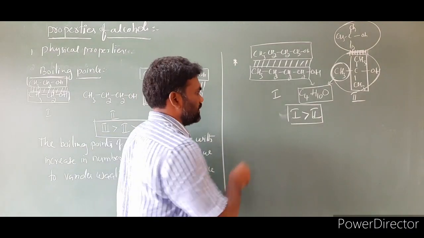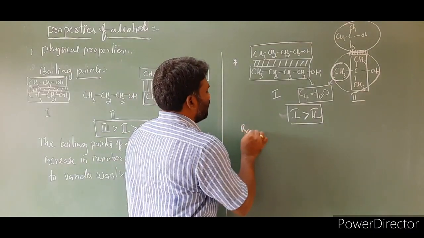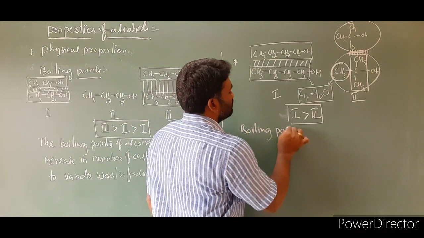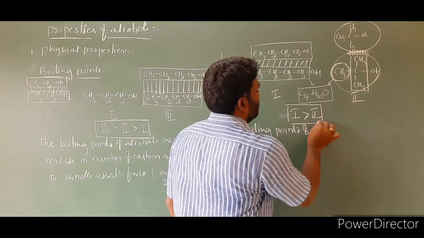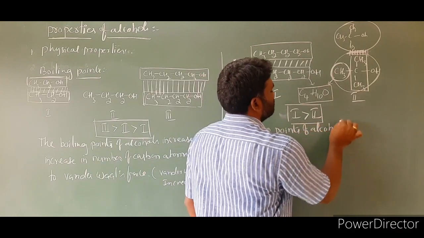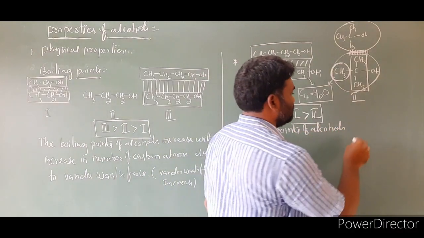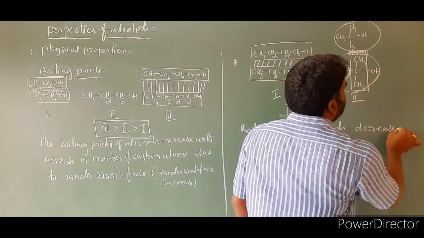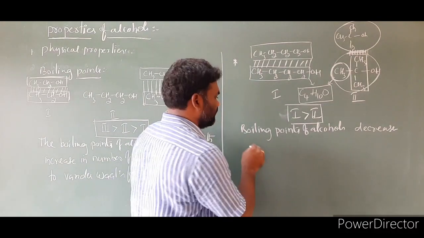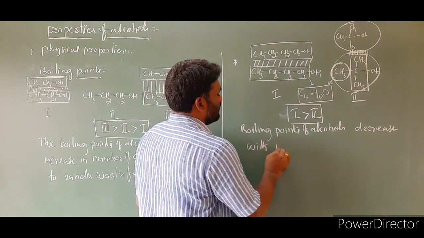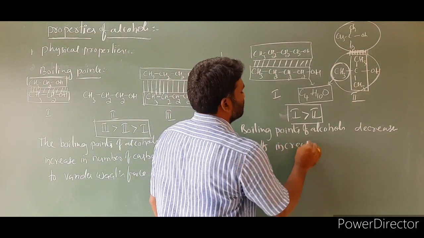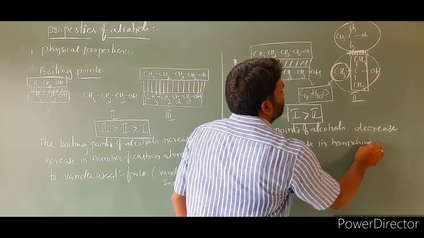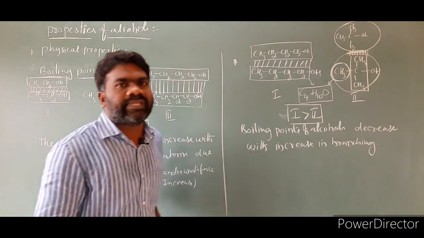Same sentence you have to write. Boiling points of alcohols decrease with increase in branching. Boiling points of alcohols decrease with increasing branching.